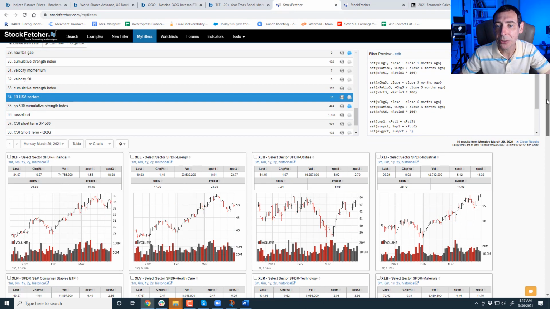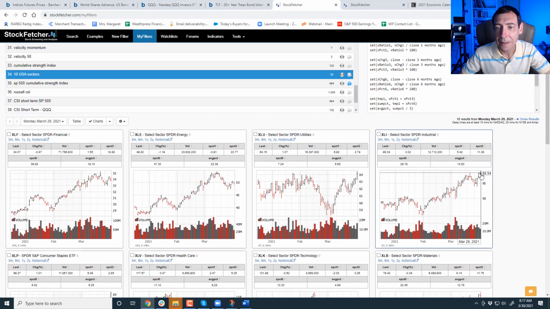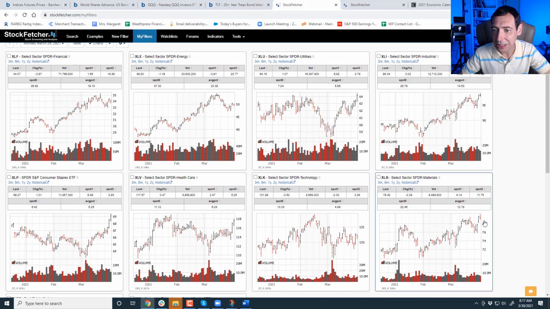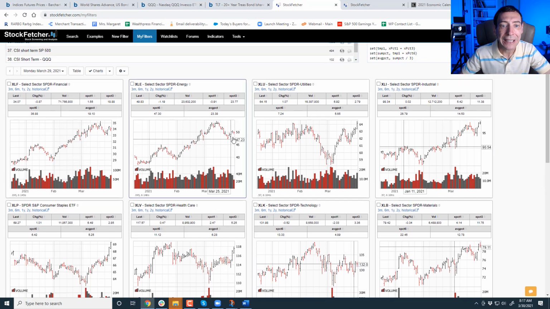I want you to see something interesting. Look at industrial. Look at how good industrial is holding up. Look at that. Isn't that great? Look at basic materials. Look at how well it's holding up. But look at technology. Sideways. No trend, right? Look at energy. Not really a big trend here. Financial looks like it could be pulling back.